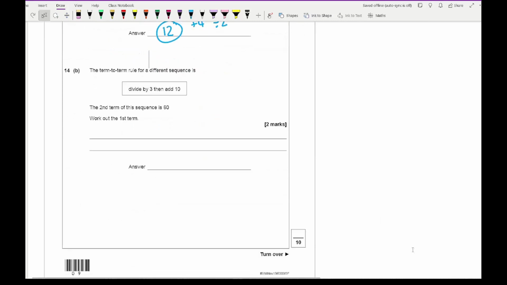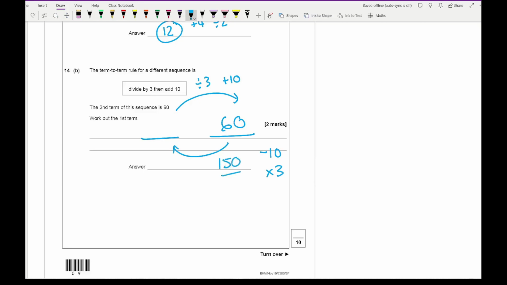For question 14b, again we've got another term-to-term rule. This time we need to divide by 3 and add 10. If the second term is 60, work out the first term. Now for this, because we know what the second term is, to go in the opposite direction I need to do the opposite operations in the opposite order. To go from here to here, I'm dividing by 3, then adding 10. So to go in this direction, I first need to subtract 10 and then times by 3. So 60 take away 10 is 50, and 50 times 3 is 150.